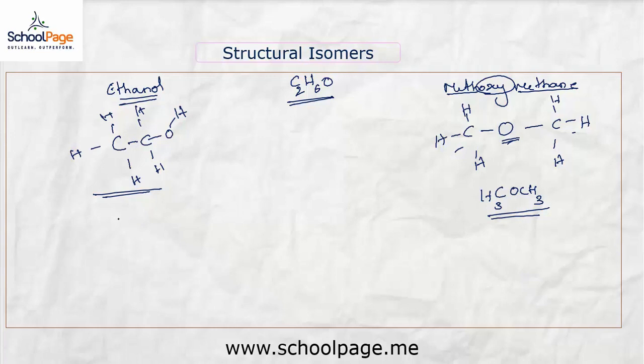Here the molecular formula of ethanol can be written as C2H5OH, where OH acts like a functional group. Observe that both these have the same number of carbon atoms, same number of hydrogen atoms and same number of oxygen atoms. But they are different compounds because of their structure. So these two are structural isomers. So structural isomers are the compounds which have identical molecular formula but different structures.